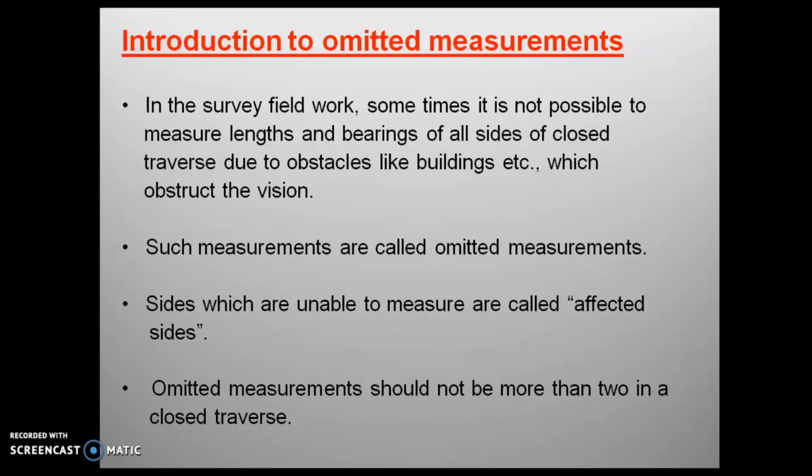Zero is the best, but unfortunately it may happen that a measurement is omitted, wantedly or unwantedly, knowingly or unknowingly, and that should not be more than 2. If it is more than 2, then you have to rerun the closed traverse. So omitted measurement should not be more than 2 in a closed traverse. If it is more than 2, you have to rerun. If it is less than 2, you can calculate easily.